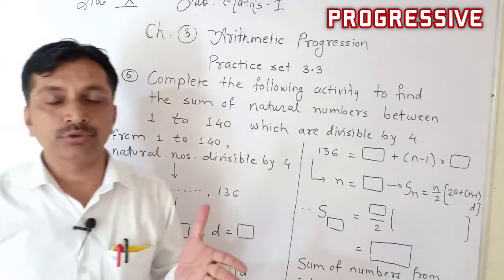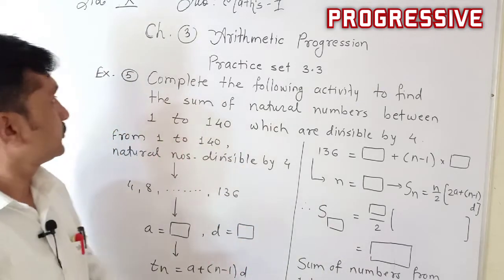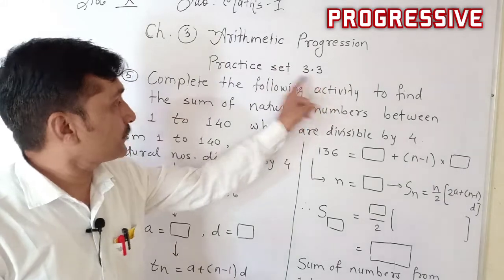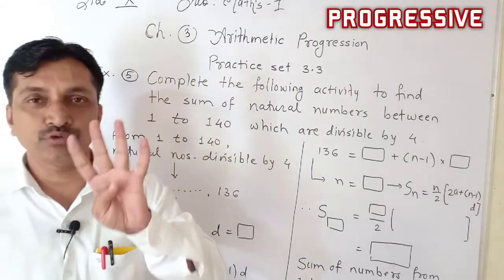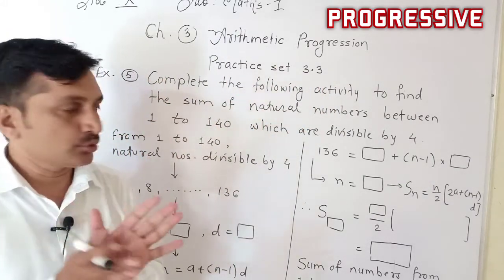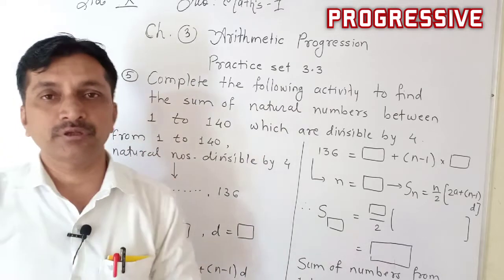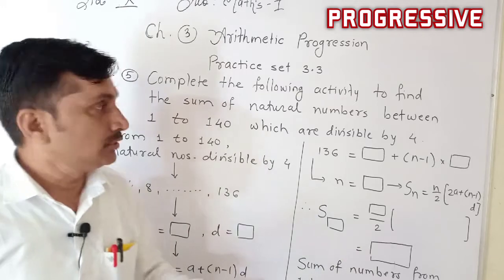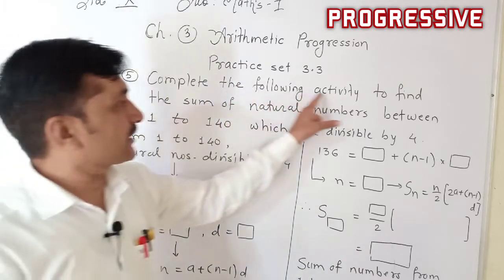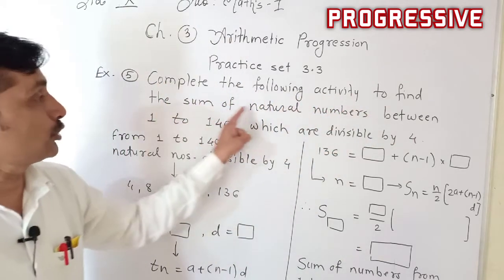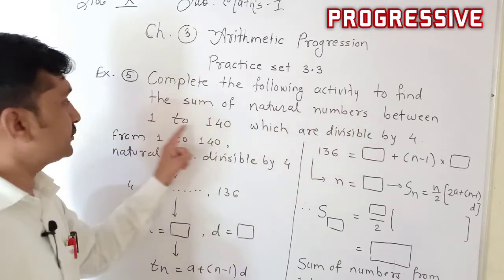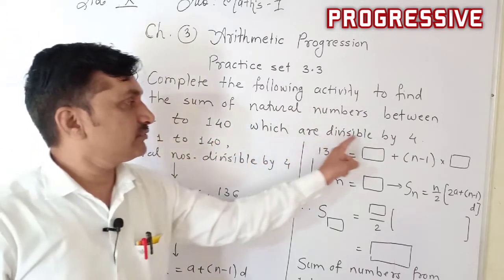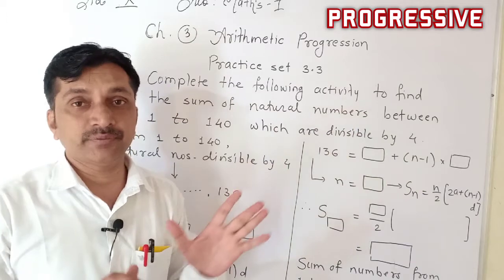In the last video we studied practice set 3.3, example numbers 1 to 4. Now in this video we will continue from example number 5, which is an activity based example. Let's see the example. Complete the following activity to find the sum of natural numbers between 1 to 140 which are divisible by 4.